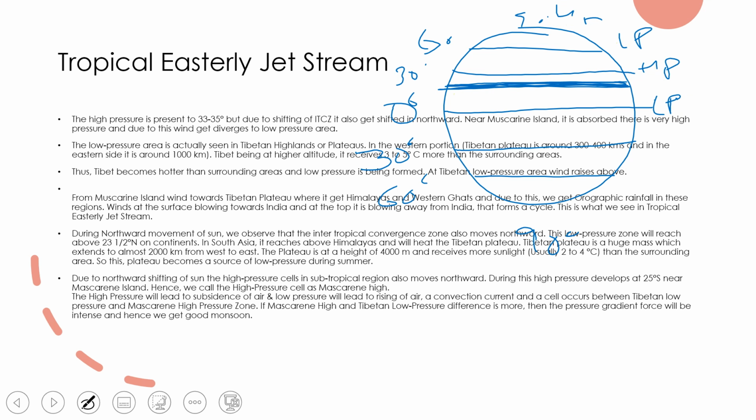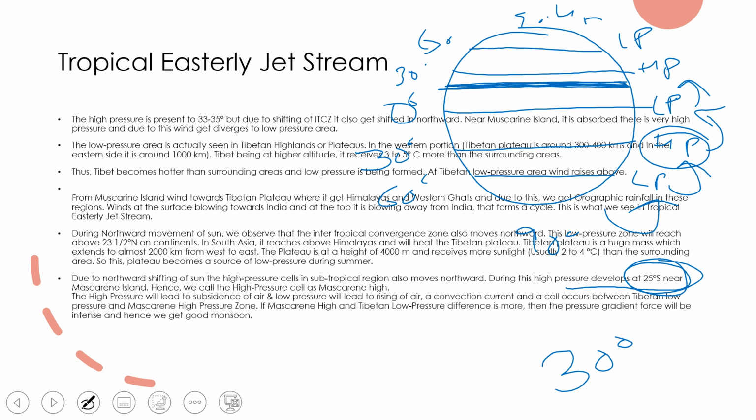Ultimately this low pressure will also shift above, na? Your low pressure will also shift, and in normal conditions it was like that. Now the same thing will happen, everything will shift above. That is, it is mentioned that earlier you had low pressure at 30 degrees, but as the subtropical region moves northward, your high pressure will now develop at 25 degrees south. Earlier it was at 30 degrees south, but now it will move to 25 degrees south near Mascarene Island.